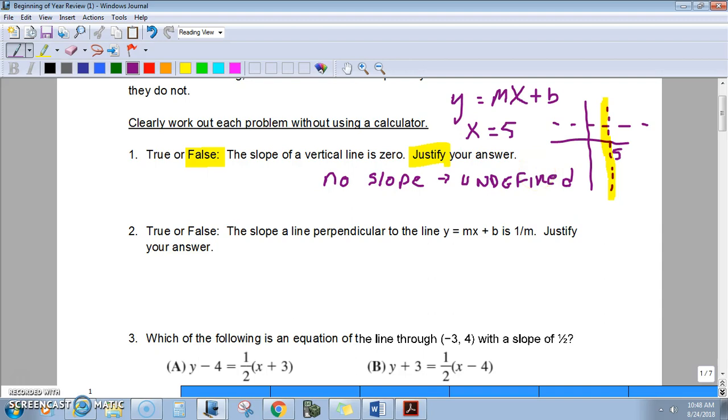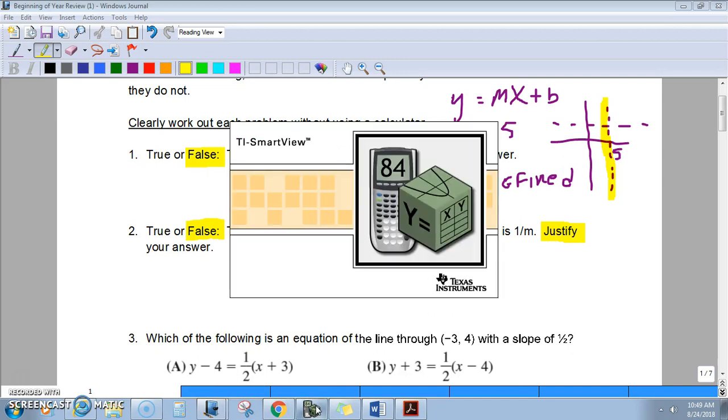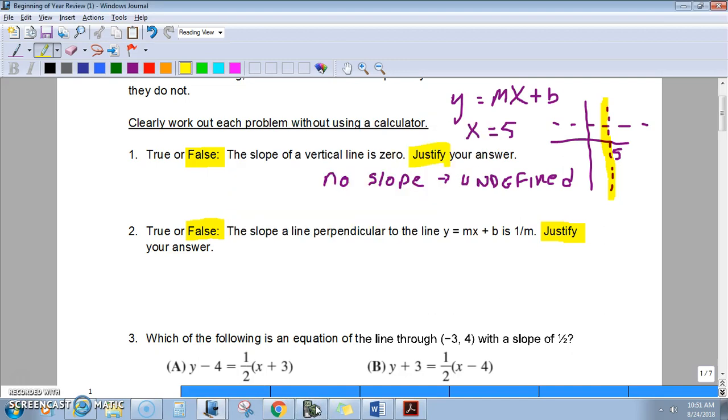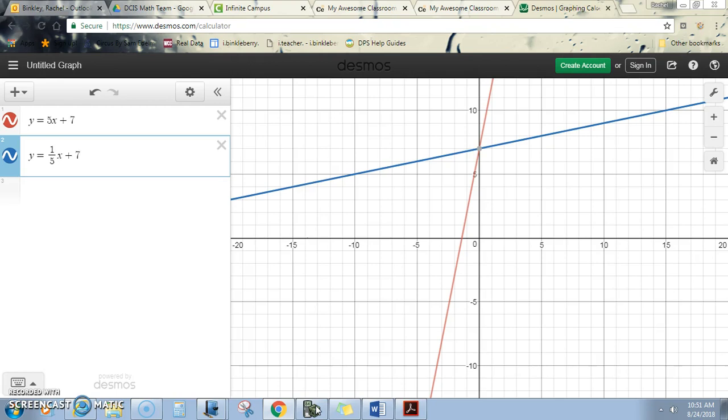Number 2, true or false? The slope of a line perpendicular to the line y equals mx plus b is 1 over m. Justify your answer. This is also false because in order to have a perpendicular line, the slope is going to be the opposite. Actually, let me see if I can pull up the calculator. It'll be easier to use Desmos.